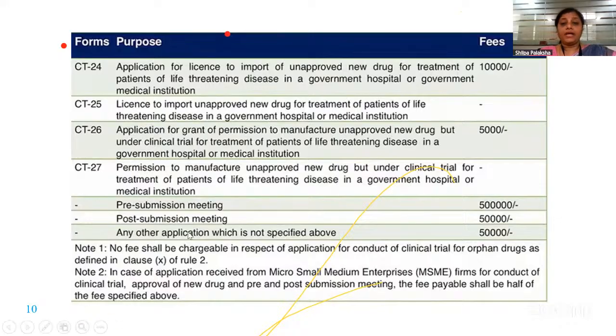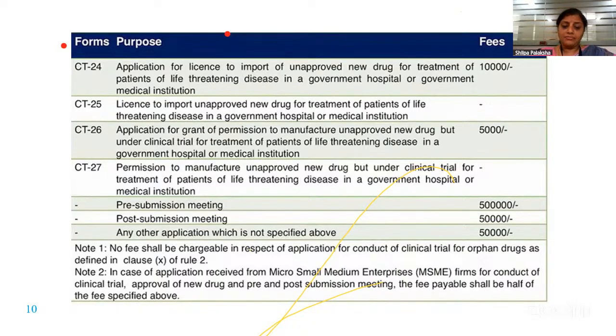And there are different other forms like CT24, which is an application for having the license to import unapproved new drugs for treatment. And CT25, which is the license to import unapproved drugs for patients having life-threatening diseases in government hospitals and medical institutions. CT26 is an application for grant of permission to manufacture. And CT7 is permission to manufacture unapproved drugs.